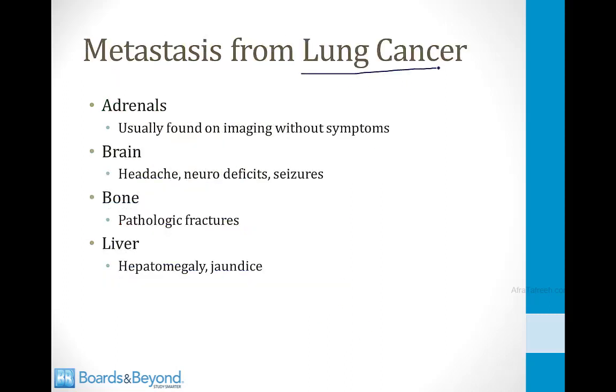Here's a slide from our lung cancer module in the pulmonary section. I just want to remind you that the adrenal glands are a common site for metastasis of lung cancer. It's very high yield to remember this for your boards. It's very unusual for these metastases to cause adrenal insufficiency. Usually the metastases are found on imaging without symptoms or sometimes at autopsy, but you should definitely be aware for all of your board exams that the adrenal glands are a common location for metastases from lung cancer.